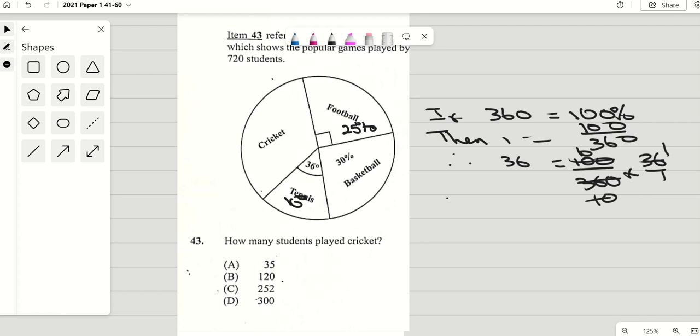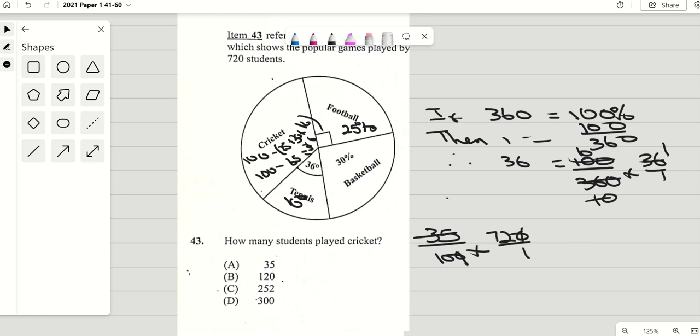So we know that cricket would be 100 minus 25 plus 30 plus 10, right? That's 30 plus 10 is 40, 50, 60, 65. So that's 100 minus 65, which is equal to 35%. So cricket is 35%, right? So now let us find out what is 35% of 720. So 35 over 100 multiplied by 720 over 1. You cross out this, you cross out this.